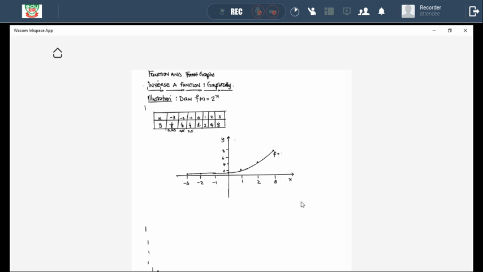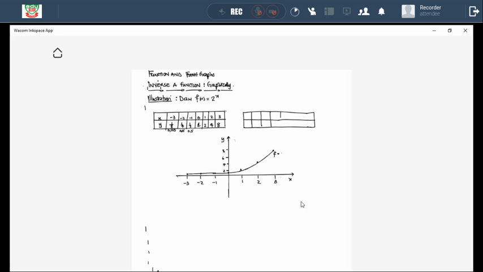Now I'm going to come up with the table of values of the inverse. Remember, I said the inverse is basically the reverse process. So if it's the reverse process, this is how I'm going to manage this. Now I've got the first coordinates there. Look at this.